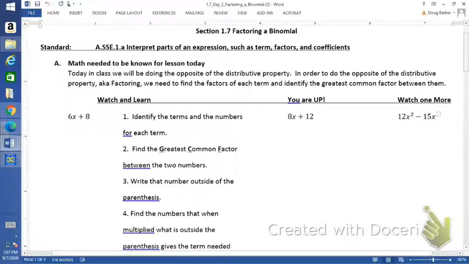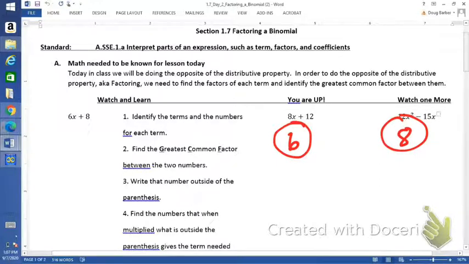So let's get started with the first one, which is 6x plus 8. We want to factor this. First thing is to identify the terms and numbers for each term. There are two terms. The 6x is one term and the 8 is another term. And the numbers for each term are 6 and 8. So we're going to write down 6 and we're going to write down 8. In step 2, we're going to find the greatest common factor between the two numbers.